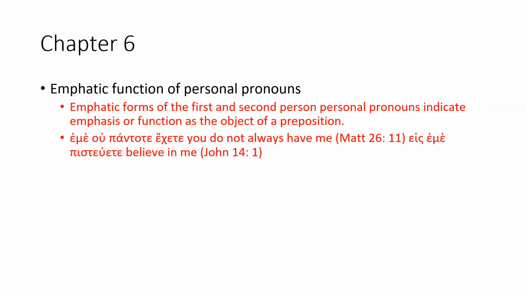Emphatic function of personal pronouns. Emphatic forms of the first and second person personal pronouns indicate emphasis or function as the object of a preposition. So, eme ou pantote echete, you do not always have me. Eme is emphatic. Eis eme pisteuete, believe in me. Again, eme is in the emphatic form, and you see in the first example, it's also placed first in syntax, or in the primary position in the clause, which is another way of giving emphasis.